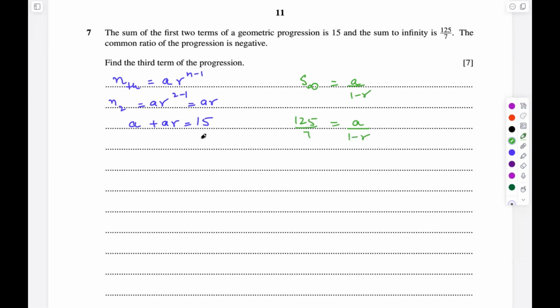Now, solving these two equations simultaneously to find the values of a and r, if we take a common, this can be written as a times 1 plus r equals 15. So a equals 15 upon 1 plus r. Now substituting this into the second equation, in place of a we write 15 upon 1 plus r. So this becomes 125 upon 7 equals 15 upon 1 plus r, and there was already a 1 minus r in the denominator.